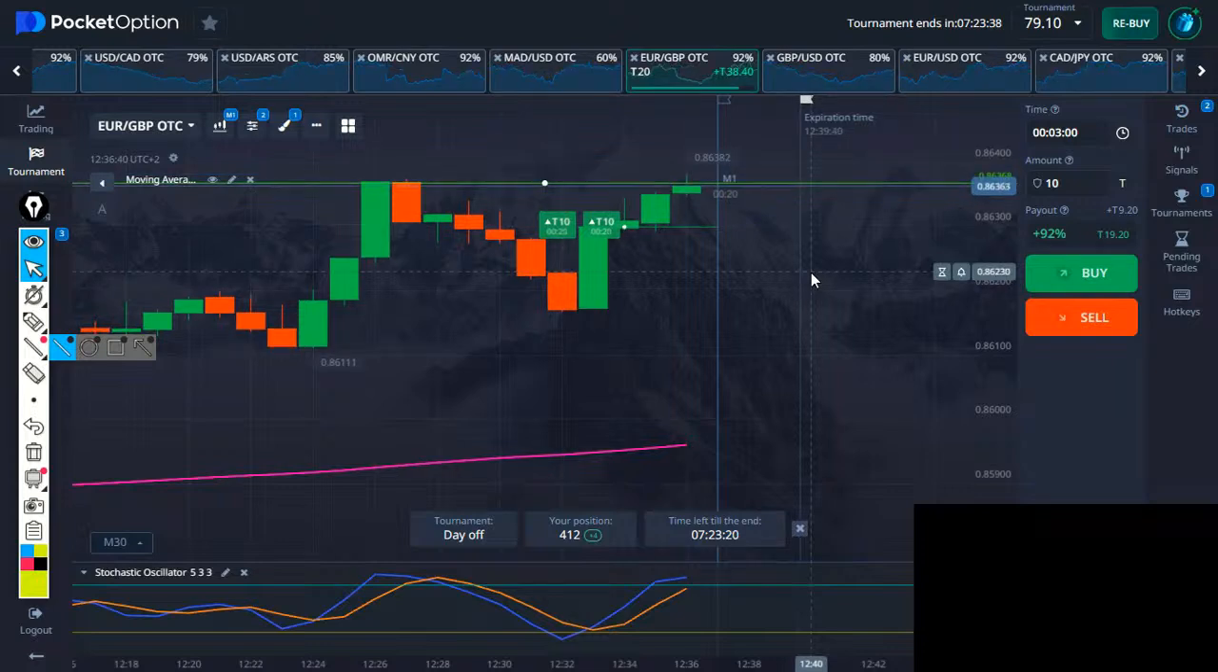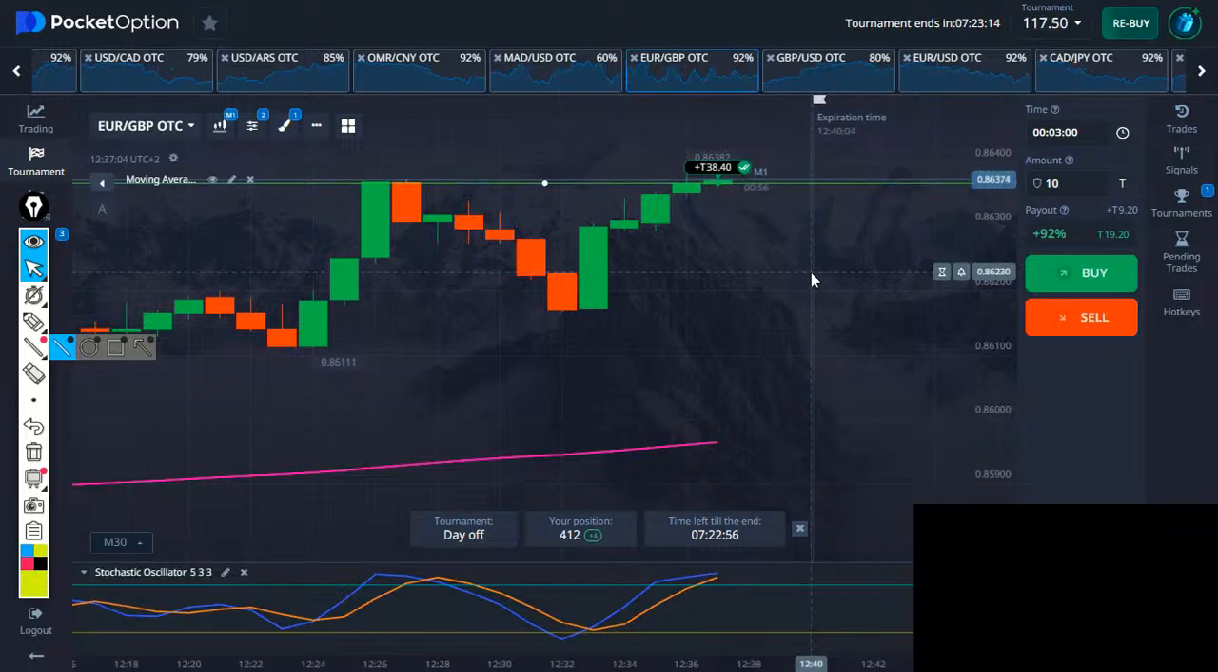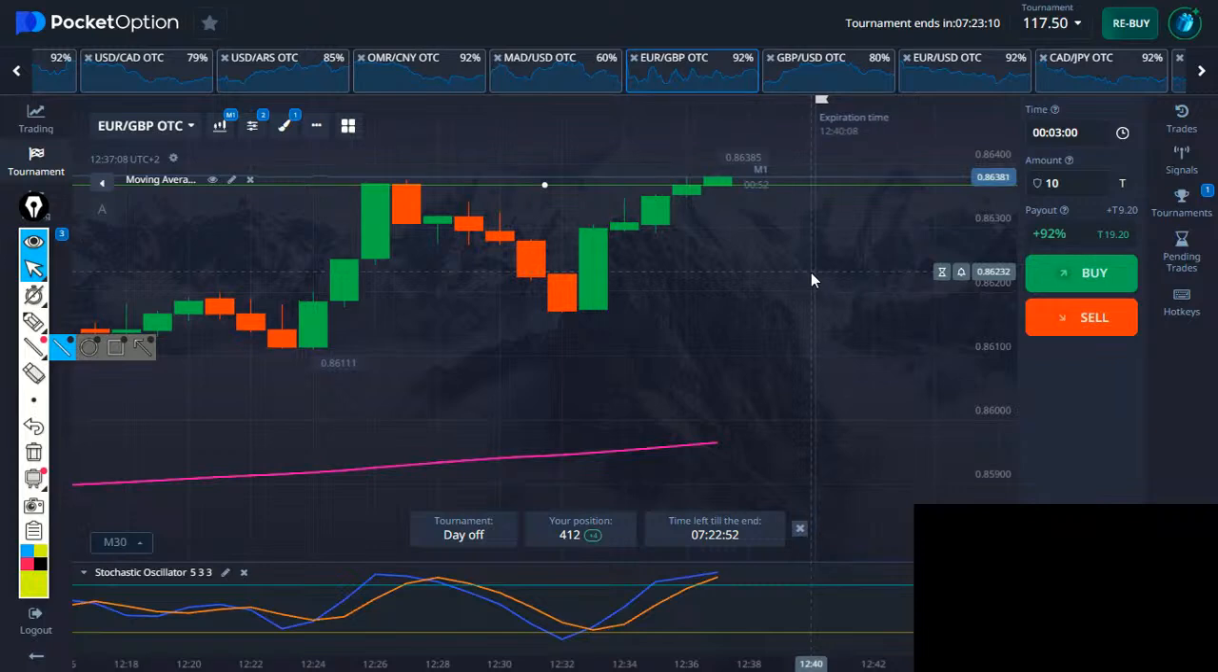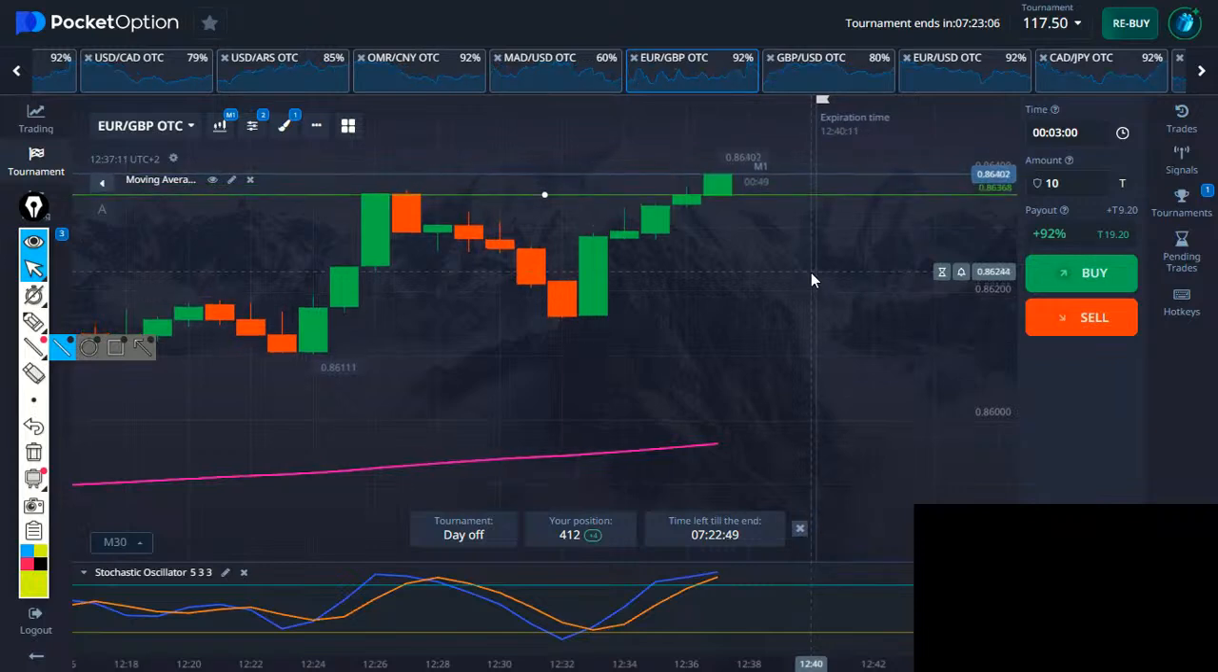Beautiful trades. Seven seconds left. And that's it. Okay, friends, we've made 17.5% using the stochastics and the EMA strategy, trading for around 1 hour.